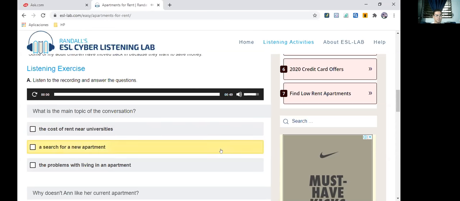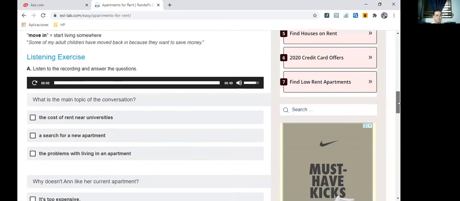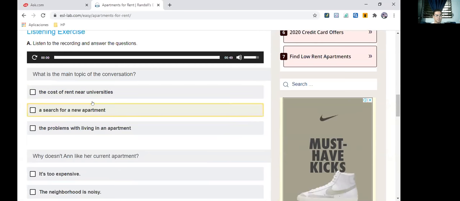All right. So what is the main topic of the conversation? A search for a new apartment. Okay, the problems with living in an apartment? This one here? No, a search for a new apartment. Okay, a search for a new apartment. Yes. All right, what about number two?